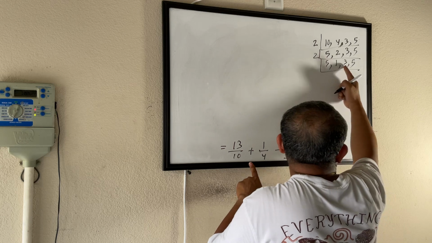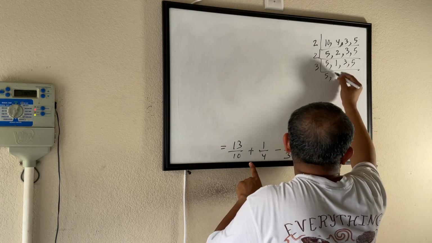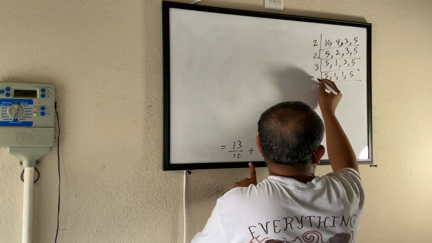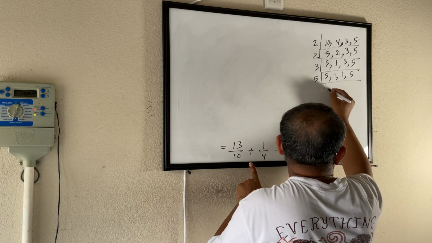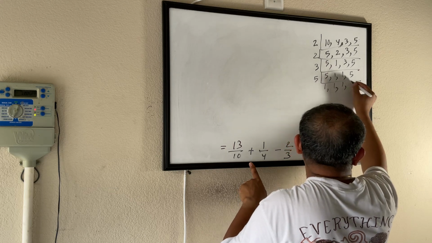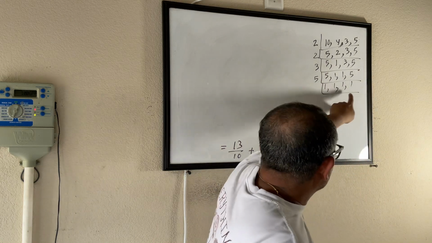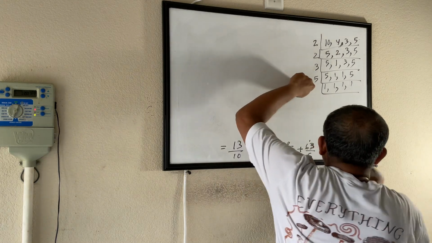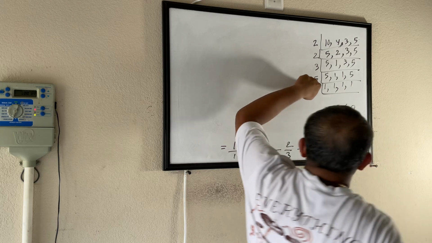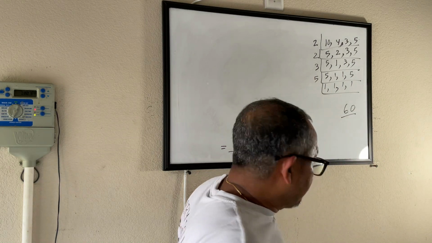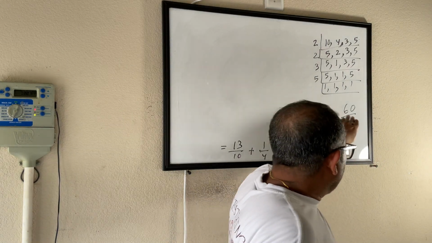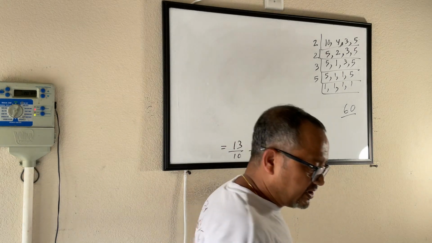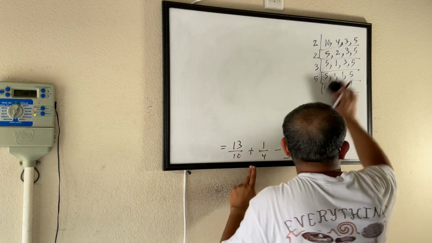Next smallest number apart from 1 is 3. So 5 remains 5, 1 remains 1, 3 1s are 3. Now apart from 1, the only number left is 5. So 5 1s are 5, 1 remains 1, 1 remains 1, 5 1s are 5. Now everything is 1 here. So 2, 2, 3, 5. 2 2s are 4, 3 4s are 12, 5 12s are 60. This is my LCM. And again, LCM stands for the smallest number that can be divided by all of these. So we got 60 as the LCM.